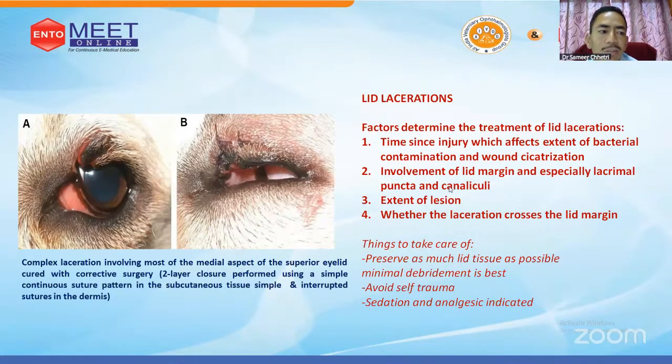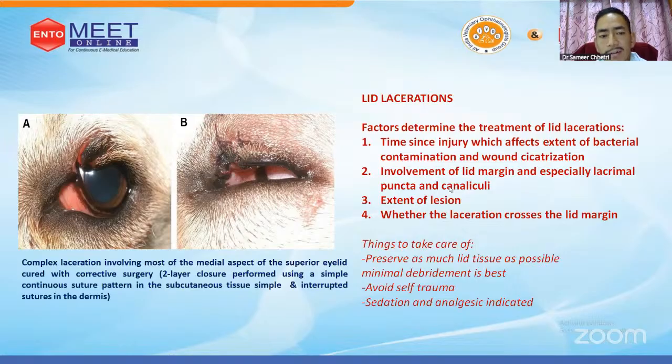Lid laceration is also quite often seen in pets. So what are the factors that determine the treatment of lid laceration? The time since injury, which affects the extent of bacterial contamination and wound cicatrization. Involvement of the lid margin, and especially the lacrimal puncta and canaliculi. And the extent of the lesion, whether the laceration crosses the lid margin.